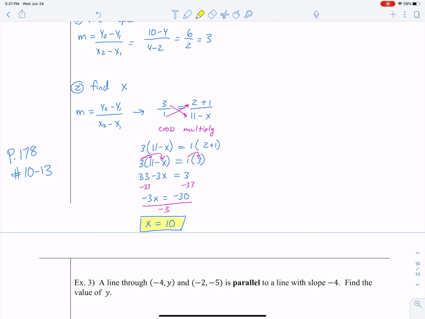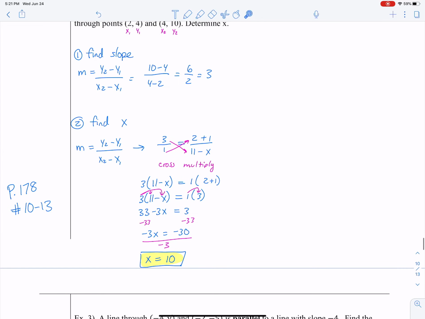Now I want you to go to page 178 and try numbers 10 to 13. They're just like these last two examples that we did. And come back for part 2.